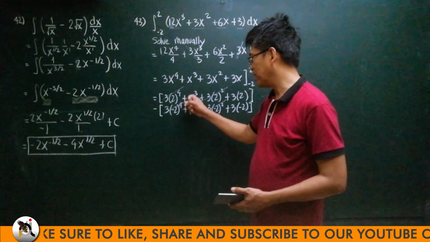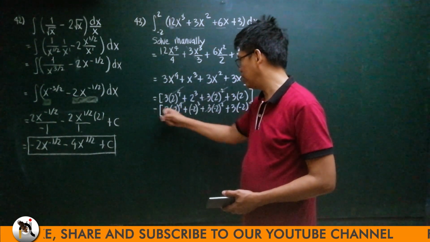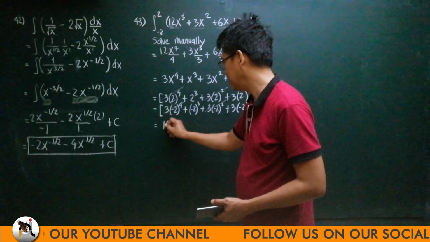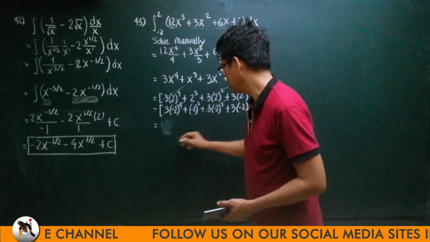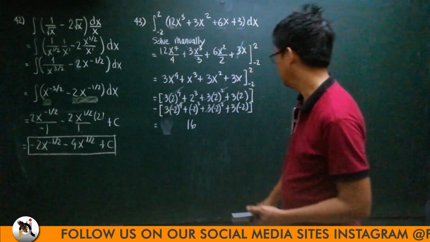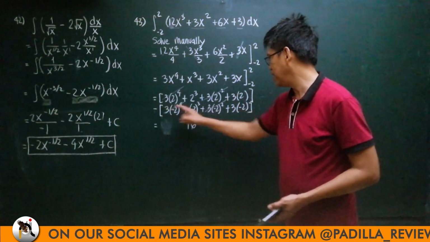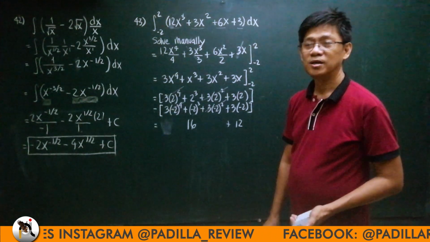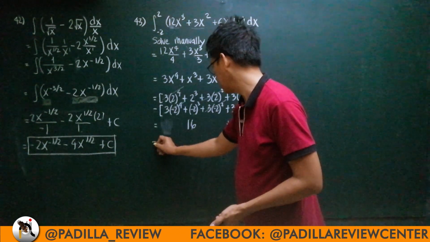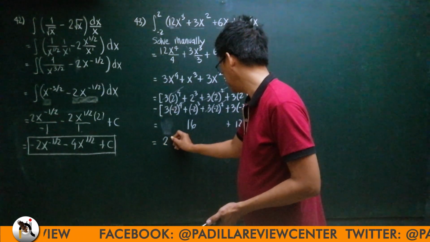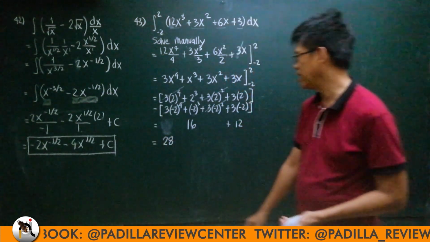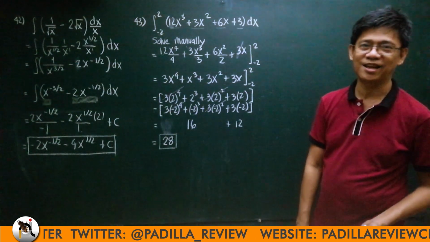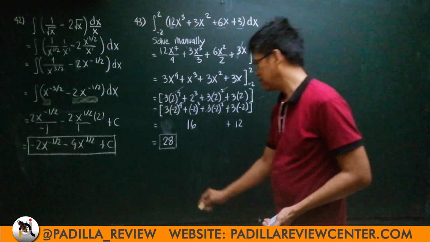While this one will be different, 8 minus minus 8, this would be 16. This one, this is 16. This is 6 minus minus 6. This is 12. So therefore, all in all, this is going to be 28. Right? So this is going to be the definite integral. Okay? So number 44.